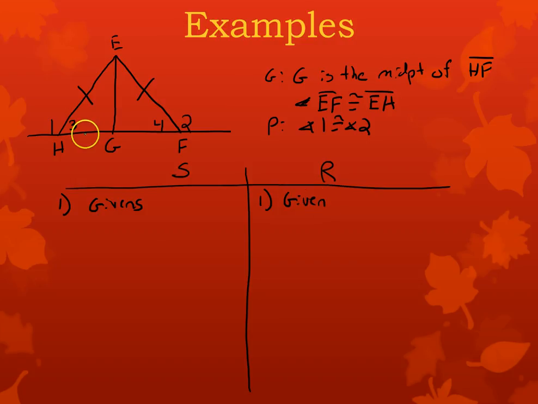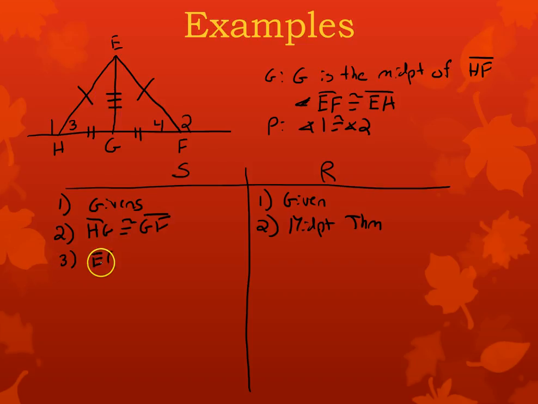Again, G is a midpoint. As we saw last time, that means two segments are split evenly. So HG is congruent to GF. That's our midpoint theorem. We notice we have a reflexive side, EG. That means it's congruent to itself.